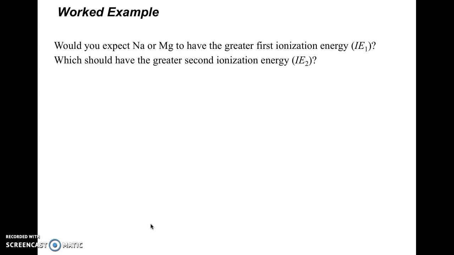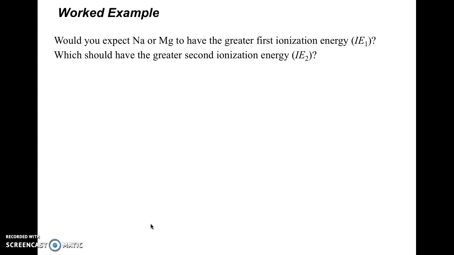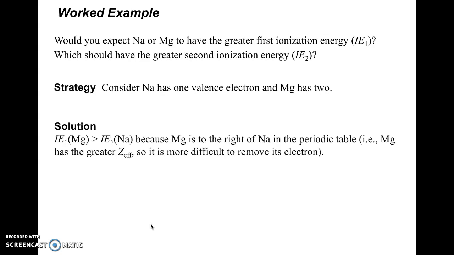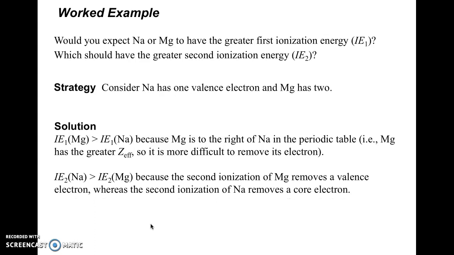So here's a question: would you expect sodium or magnesium to have a greater first ionization energy, and which would have a greater second ionization energy? If you look at this, sodium has 1 valence electron, magnesium has 2, just looking at them in the periodic table. So the first ionization for magnesium is going to be greater than for sodium because magnesium is to the right on the periodic table, and so it has a greater effective charge and it's more difficult to remove. But if you go to the second ionization energy, it's going to be much higher for sodium than for magnesium, because for magnesium you're just pulling off the second valence electron, whereas for sodium you have to remove a core electron, and that's very difficult to do.